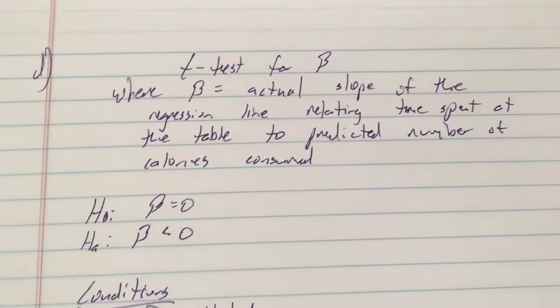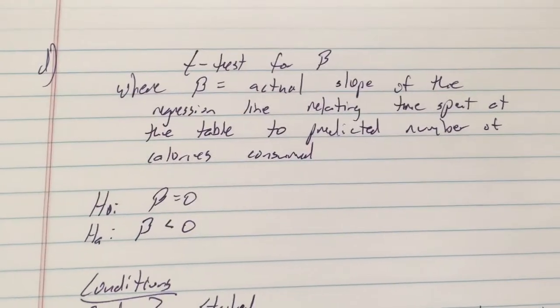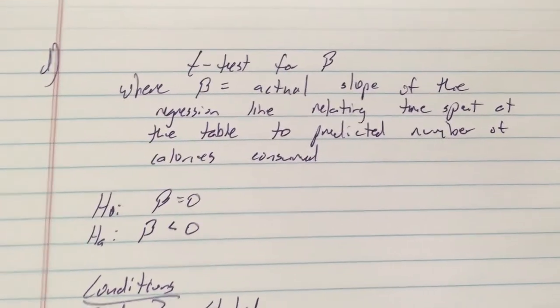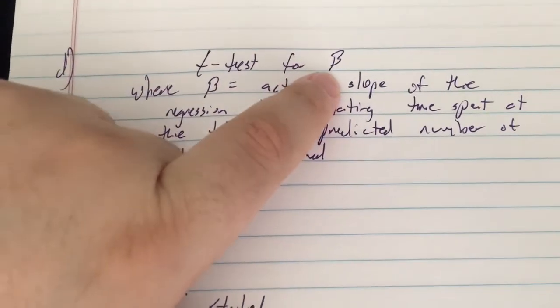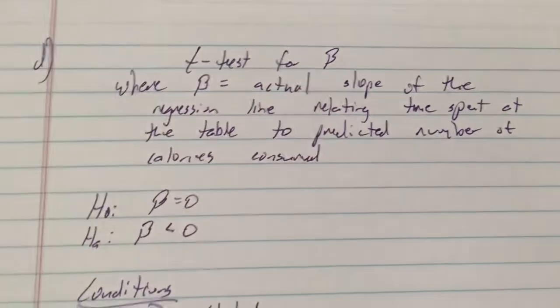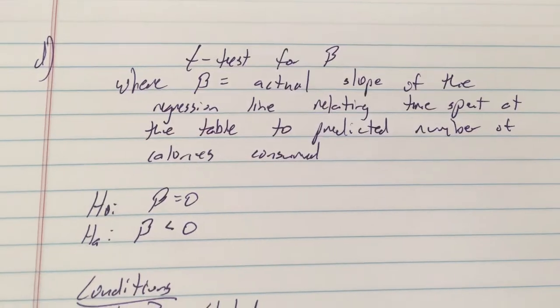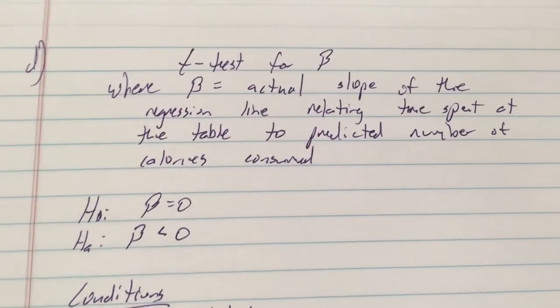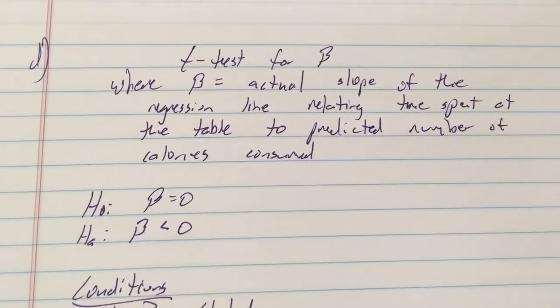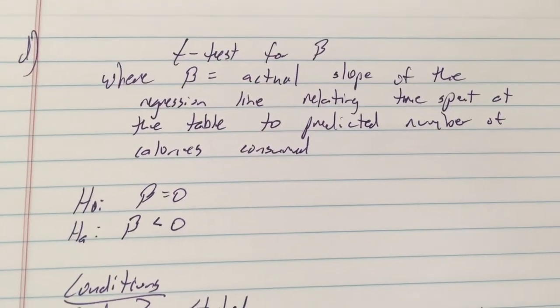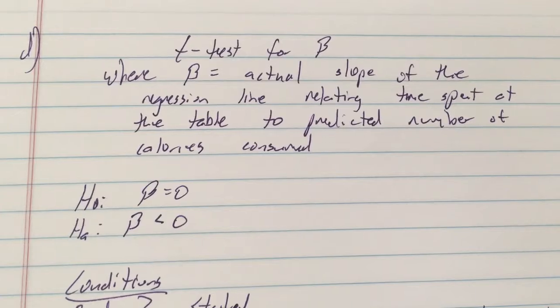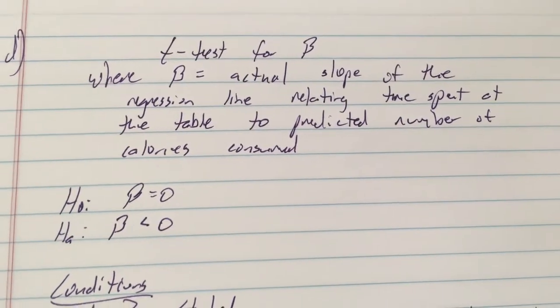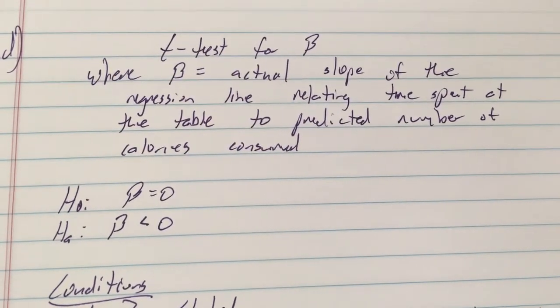The name of these is just a t-test for beta. Remember, that's the capital Greek letter beta. It looks like a capital B, but it's technically beta. Then define it, where beta is the actual slope. Because remember, all of this is about the slope of the line, where beta is the actual slope of the regression line relating time spent at the table to predicted number of calories consumed.